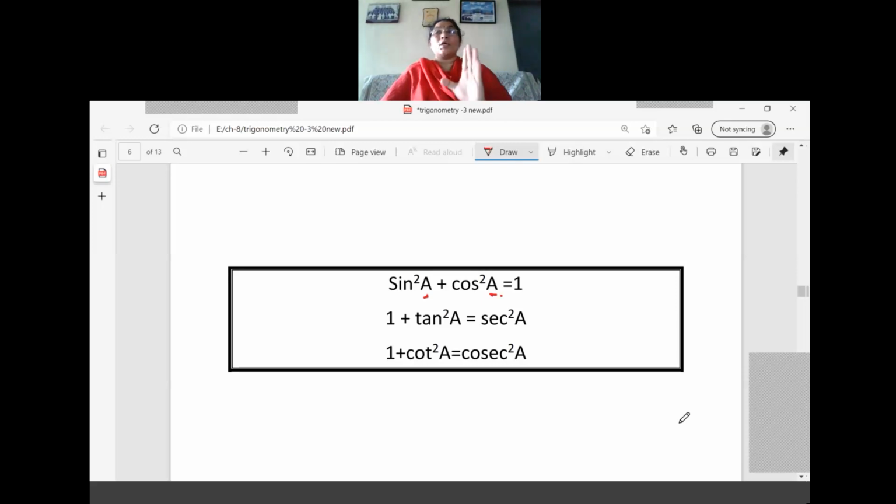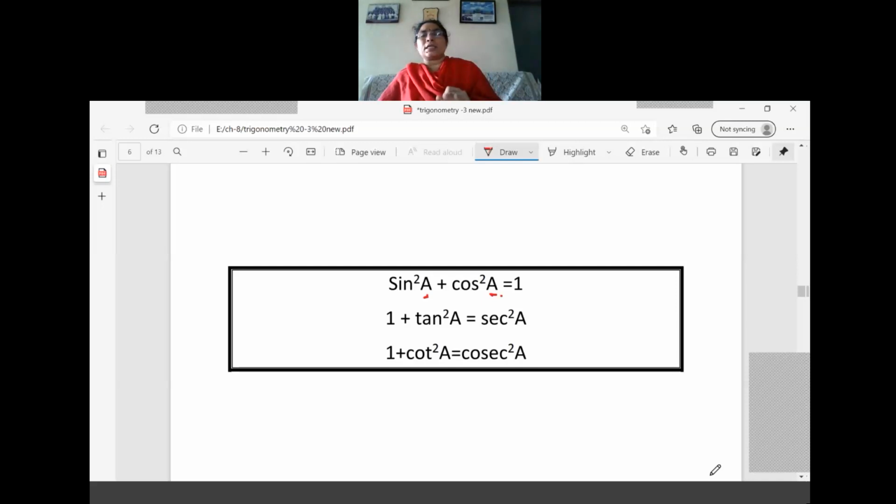Conditions I have not written. So learn it thoroughly so that the trigonometric identity is clear. All the three, it is very clear from here. So what is the first one? The first one is sine square a plus cos square a equal to 1. The second one is 1 plus tan square a equal to sec square a. Then 1 plus cot square a equal to cosec square a.